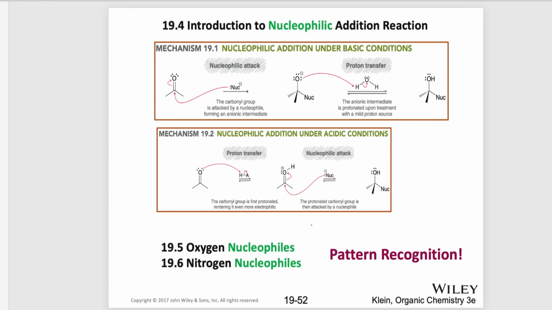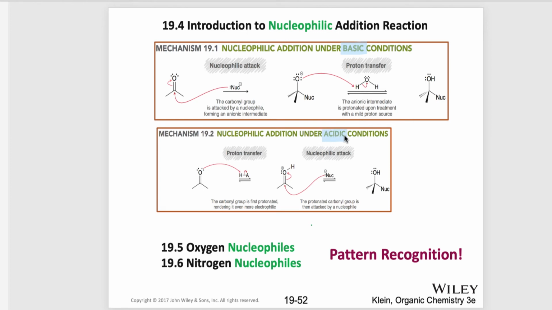Sometimes it's a good idea to think about where one has been and where one is going so that we have a goal. I'd like to highlight this briefly here with the slide I put together. Basically, we had a very important segment, 19.4, Introduction to Nucleophilic Addition Reaction. There were two key mechanisms, 19.1, where we have a nucleophilic attack under basic conditions, and then 19.2 using acidic conditions.